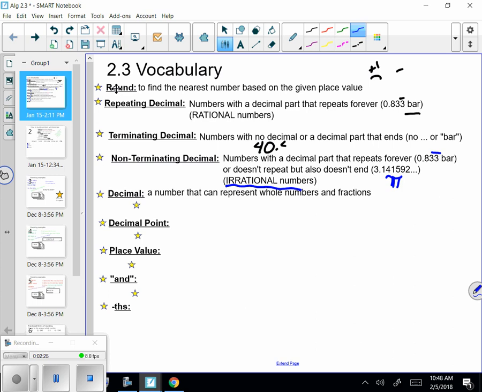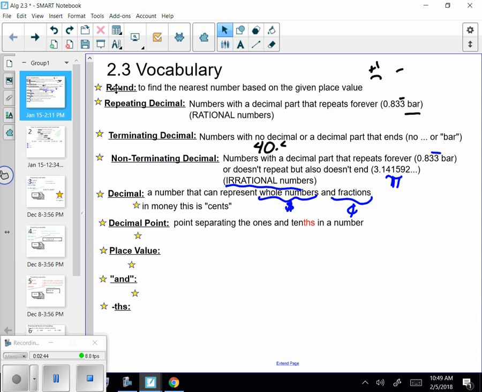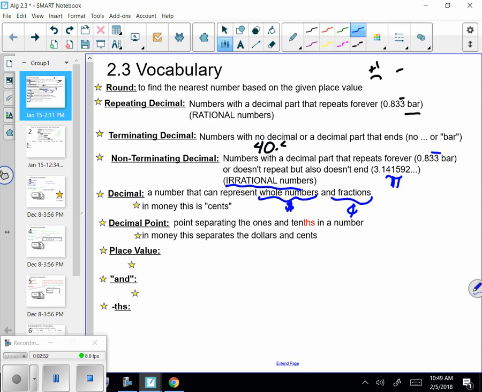A decimal is a number that can represent whole numbers and fractions. In money, the cents piece is the fraction part. Whole numbers would be the dollar. Dollar, cents. Decimal point, a point separating the ones and tenths in a number. In money, it separates the dollars and cents. If I have 3.45, this is my decimal, this is tenths, this is whole numbers.